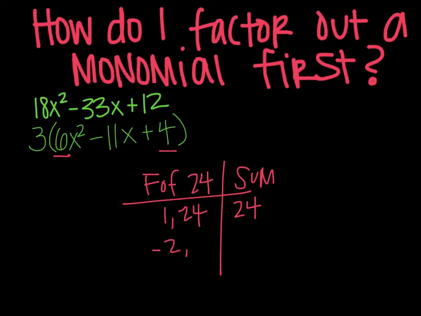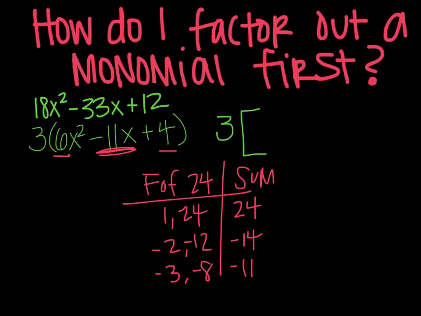You could do negative 2 and negative 12. That would give you sum of negative 14. Negative 3 and negative 8 would give you a sum of negative 11. And that's what you're looking for. So you're going to break this apart now. And you're going to leave the 3 there with it, but you're kind of going to ignore it at the same time. So now I have my 6x squared minus 3x minus 8x plus 4 is the next part that you're going to do. And then this is just normal stuff now.